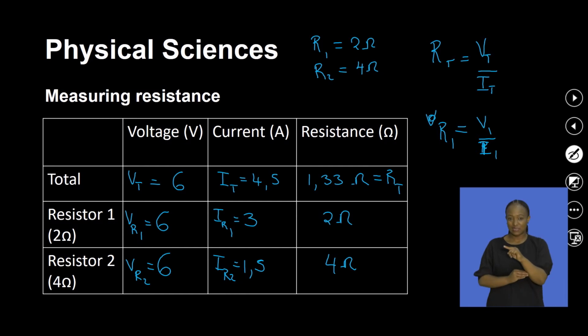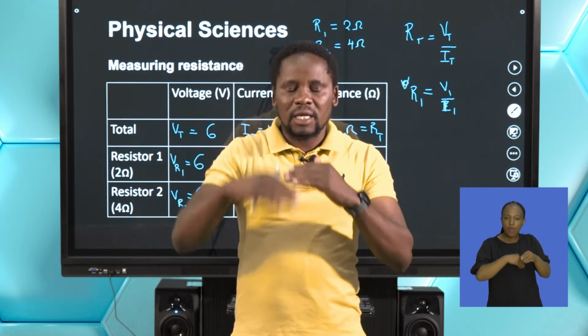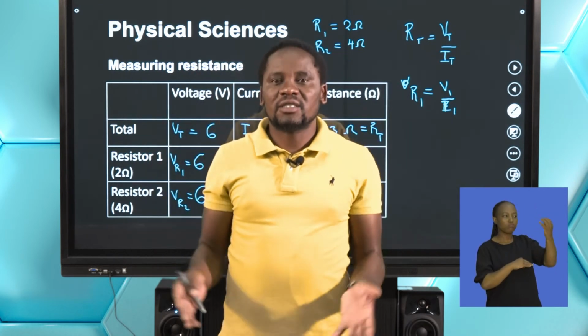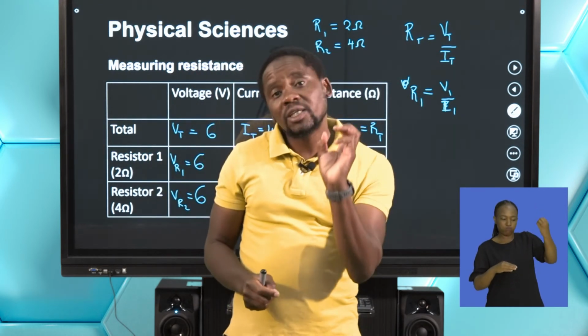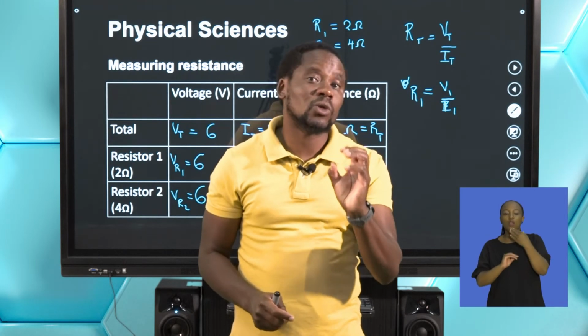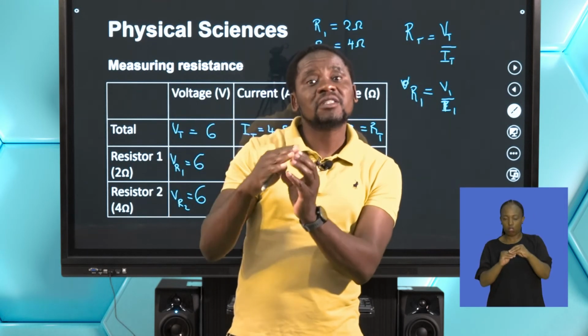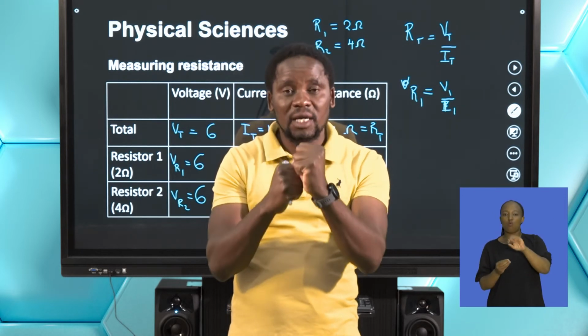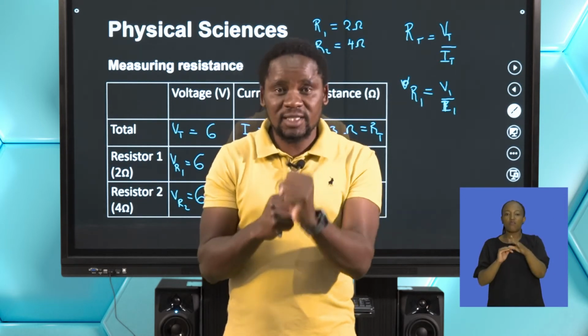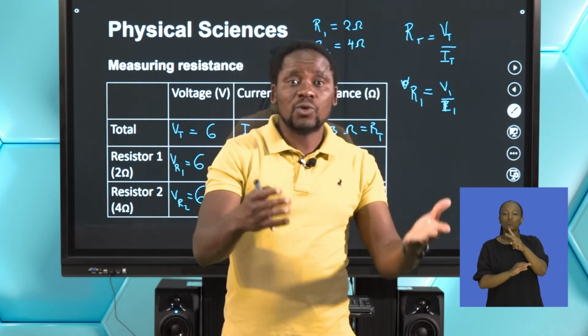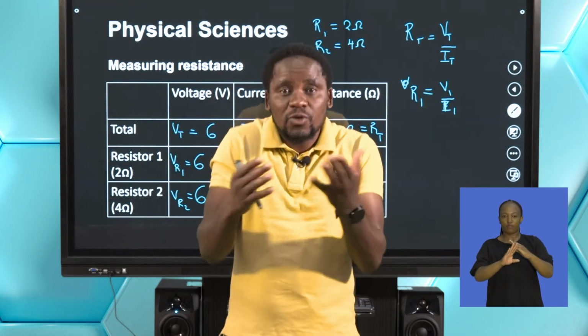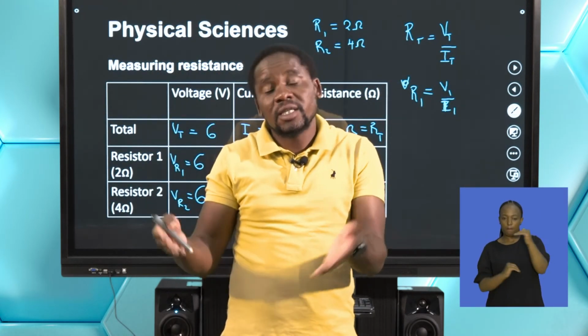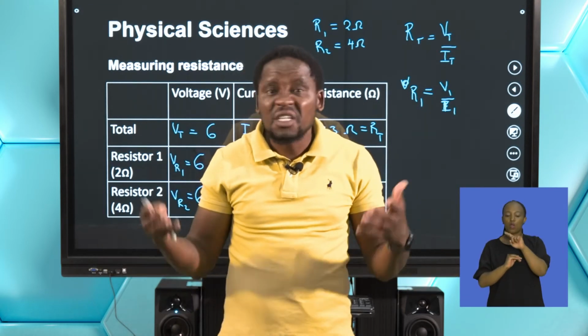Now, if you think of it, the more resistors we add in parallel, the lesser the effective resistance in the circuit. And our smallest resistor in this case is actually 2 ohms. So the combined effective resistance of the 2 ohms and the 4 ohms connected in parallel must be less than the smallest resistor. The smallest resistor is 2 ohms. And then the total resistance of those 2 connected in parallel is less than 2, which is 1.33. It makes a lot of sense.